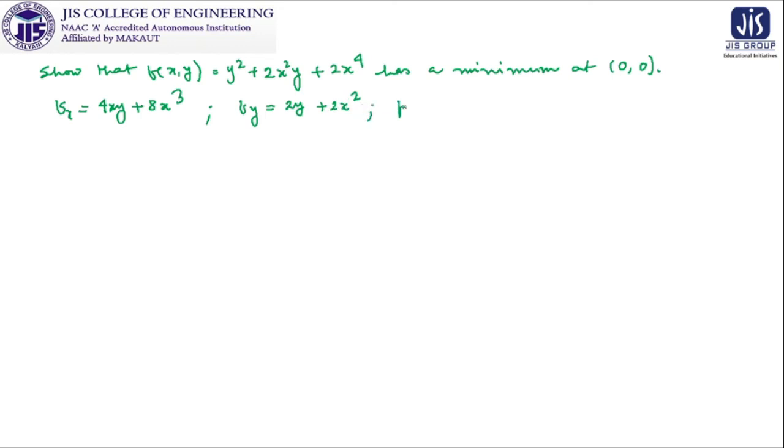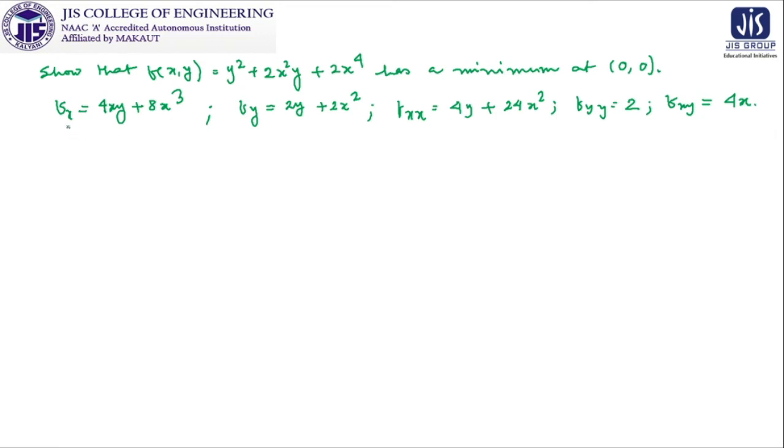As we know, we need fxx, fyy and fxy. We are now proceeding for fxx, and what we get, 4y plus 24x square, and fyy is 2, and finally fxy is, if I differentiate partially this one with respect to y, then we will get 4x. So all these required partial differentiations are calculated.